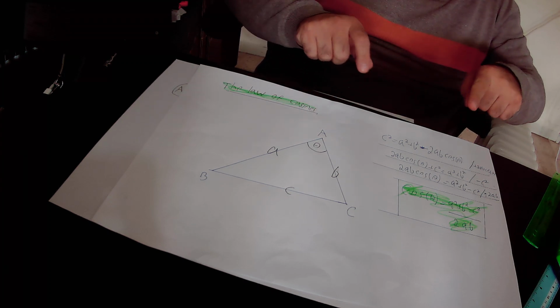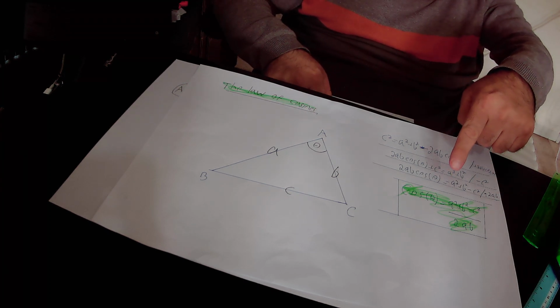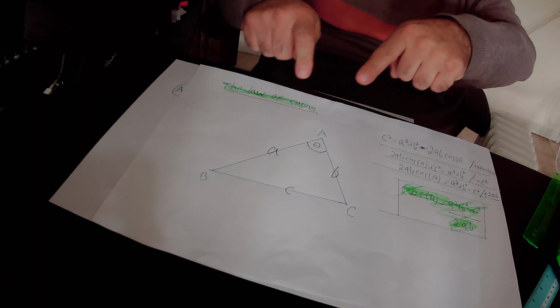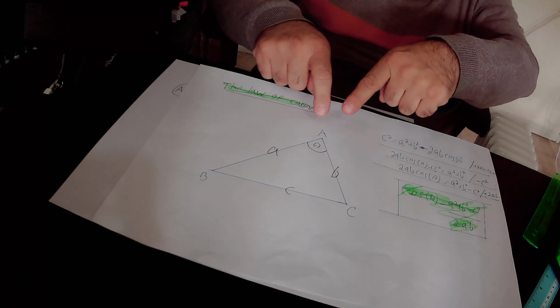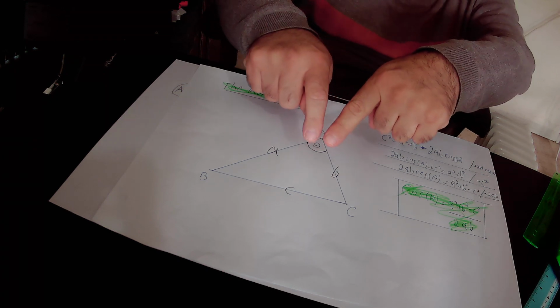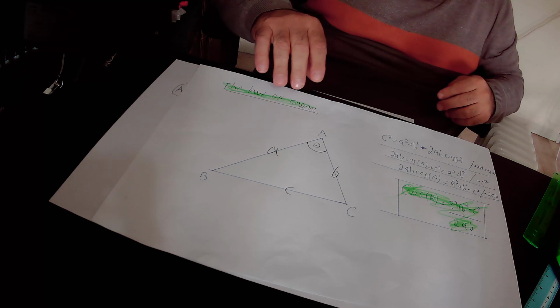And from this equation, it is very easy to arrive at this equation: cosine theta equals A square plus B square minus C square over 2AB. Again, cosine theta equals A square plus B square minus C square over 2AB.